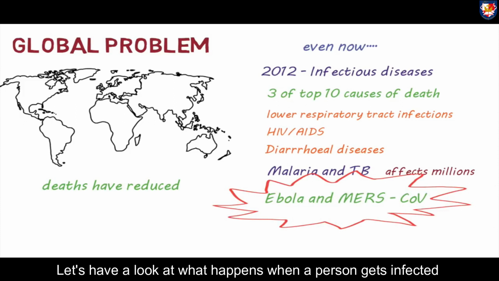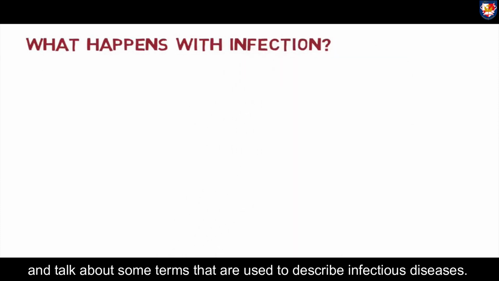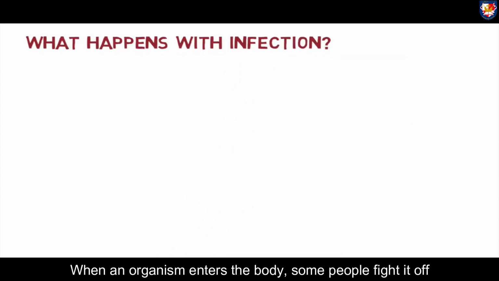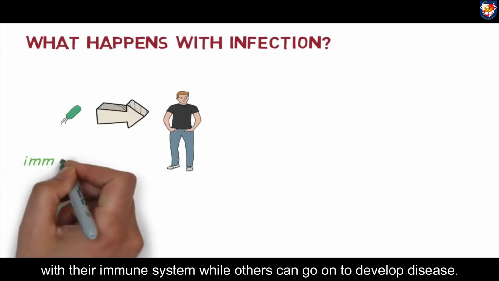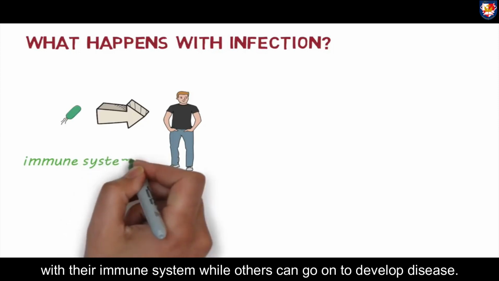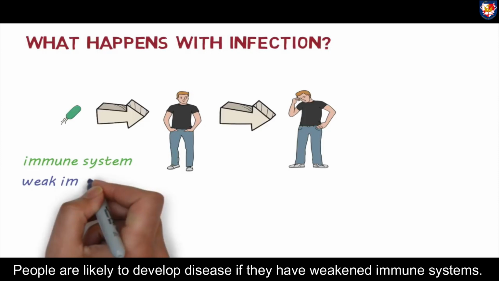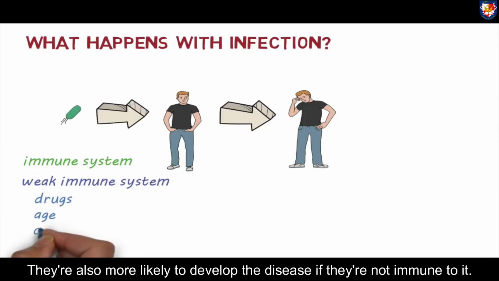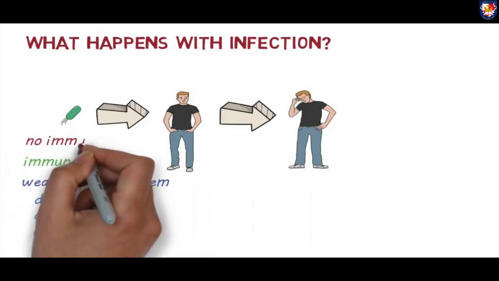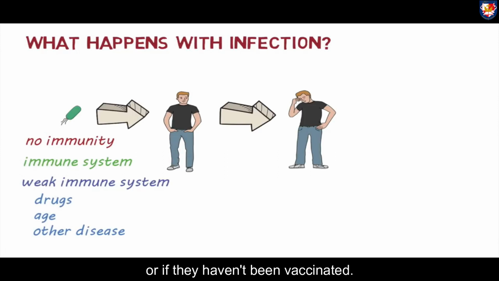Let's take a look at what happens when a person gets infected and talk about some terms that are used to describe infectious diseases. When an organism enters the body, some people fight it off with their immune systems, while others go on to develop the disease. People are likely to develop the disease if they have weakened immune systems. This could be due to drugs, age, or other diseases. They're also more likely to develop the disease if they're not immune to it, for example, if they haven't had the disease before or if they haven't been vaccinated.